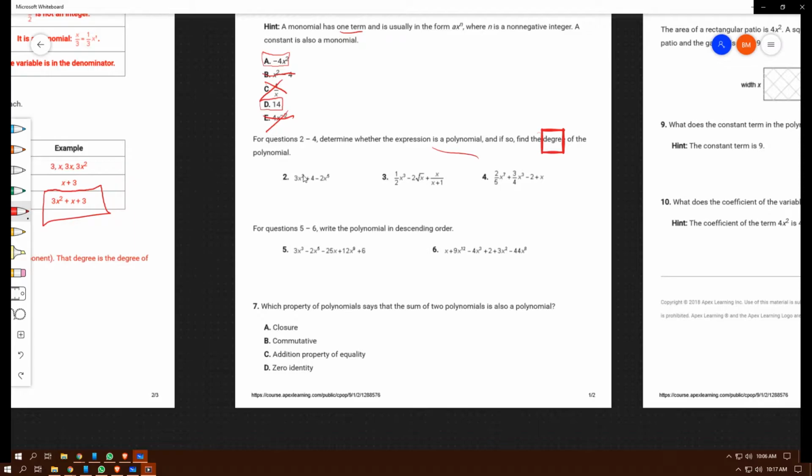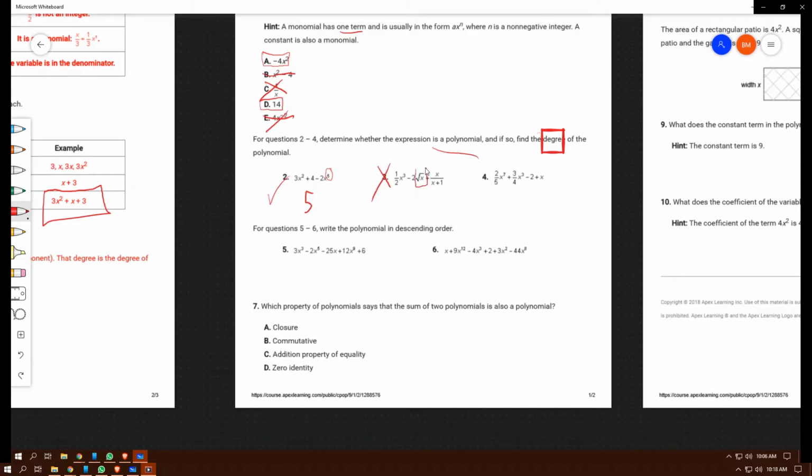Going down here, we want to find if it is a polynomial, and if so, what's the degree? Well, I don't see anything wrong with 2. The 3x squared is fine, the 4 is fine, the negative 2x to the 5th is fine. So I think this is all a polynomial. I don't see anything wrong with it. And then remember, the degree is the highest exponent. Well, my highest exponent is that 5. So I only had really two options, 5 and 2, so it's got to be 5.